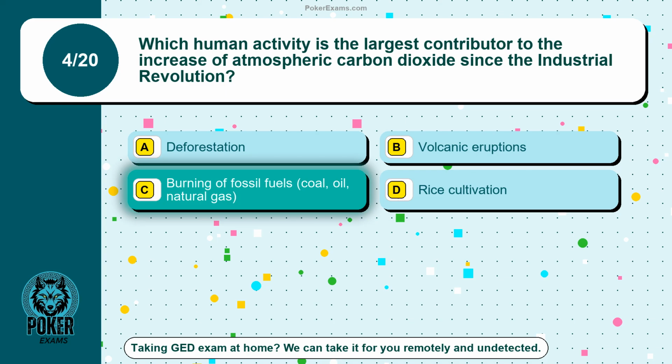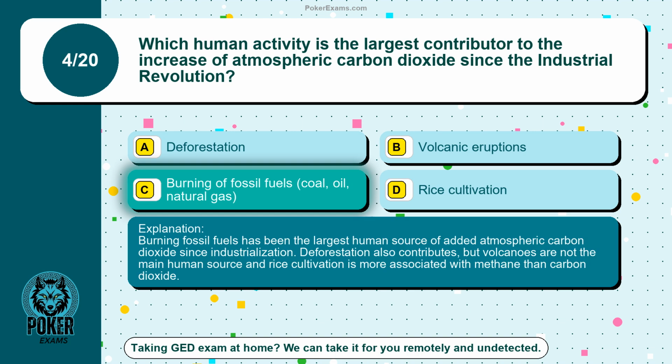The correct answer is option C, burning of fossil fuels, coal, oil, natural gas. Burning fossil fuels has been the largest human source of added atmospheric carbon dioxide since industrialization. Deforestation also contributes, but volcanoes are not the main human source, and rice cultivation is more associated with methane than carbon dioxide.